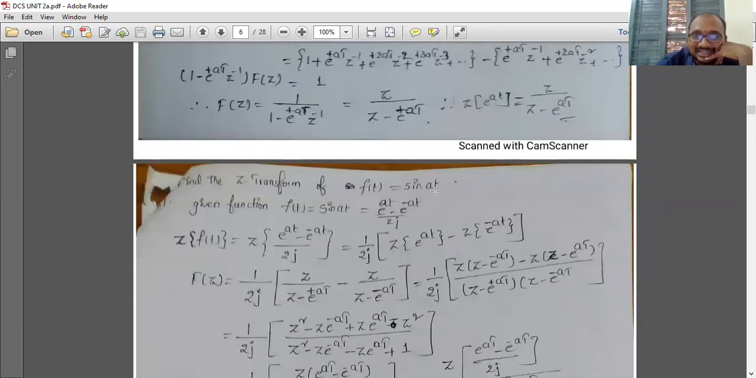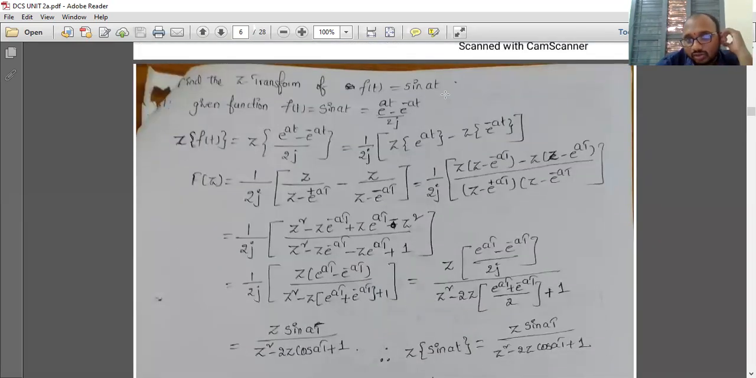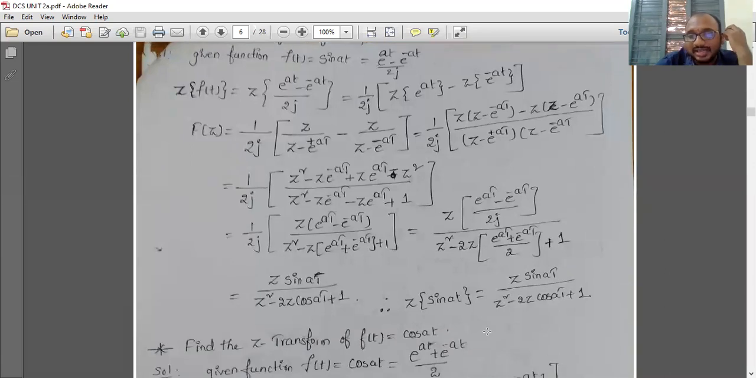For sin at, f of t is equal to sin at, the Z transform is Z into sin at divided by Z square minus 2Z into cos at plus 1.